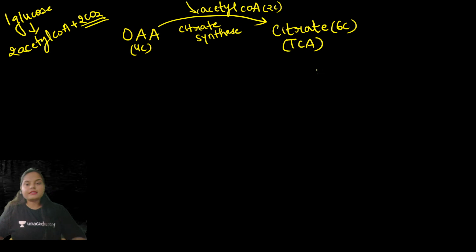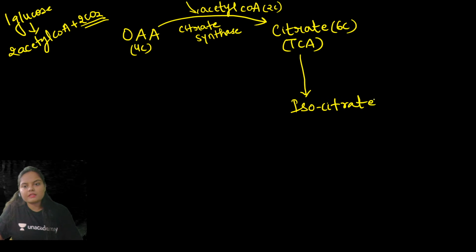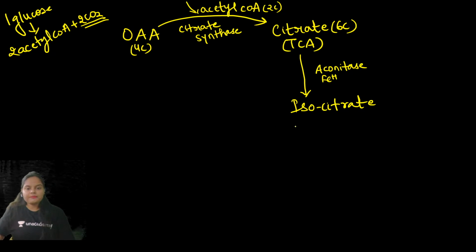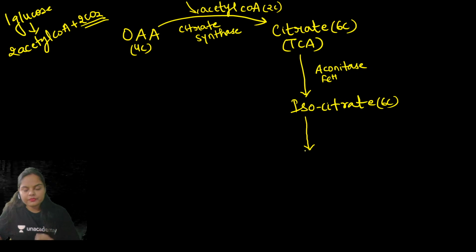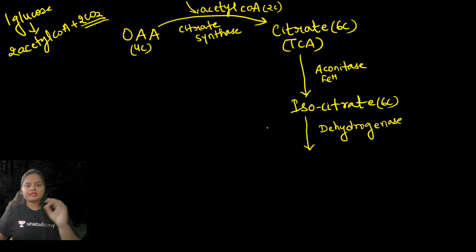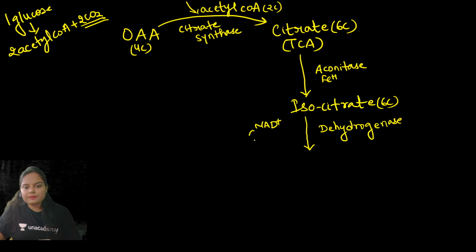Now what happens? This citrate gets converted into its isomeric form, which is isocitrate, in the presence of the enzyme aconitase, which needs iron. So this isocitrate is a 6-carbon compound. Now this isocitrate undergoes the process of oxidation. Remember, in the Krebs cycle there are 4 sites of oxidation, and this is the first site of oxidation. Since oxidation is taking place, the enzyme dehydrogenase will be present, and an electron hydrogen acceptor molecule is also there.